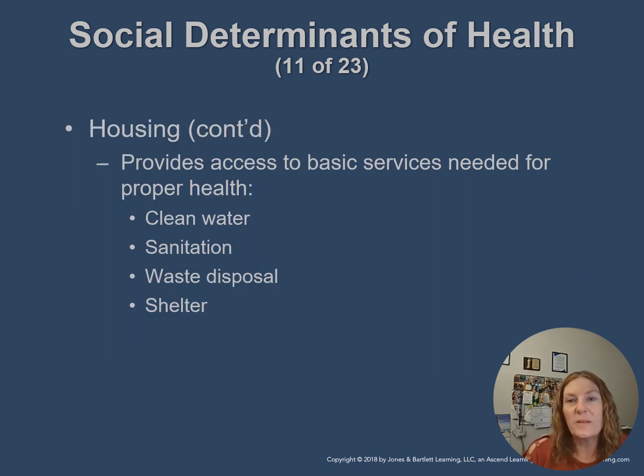Housing also determines access to essential services needed for health. Things like clean water, sanitation, waste disposal, and reliable shelter. Without these, even basic hygiene becomes difficult, leading to higher rates of infection and disease. In our region, many homes rely on private wells and septic systems. When these fail or become contaminated, entire families are at risk. A safe home isn't just four walls, it's a place that supports proper health through water, sanitation, and structural stability.